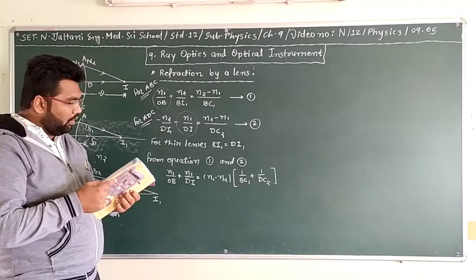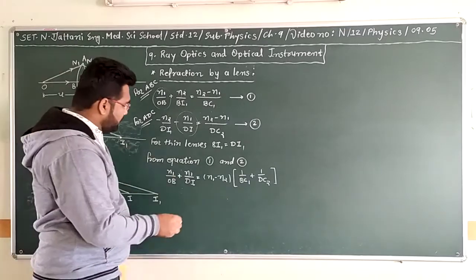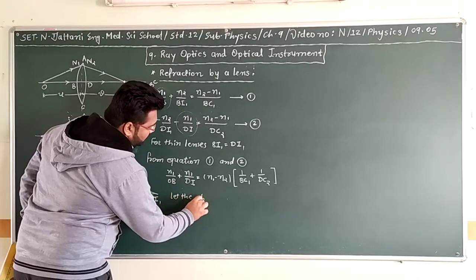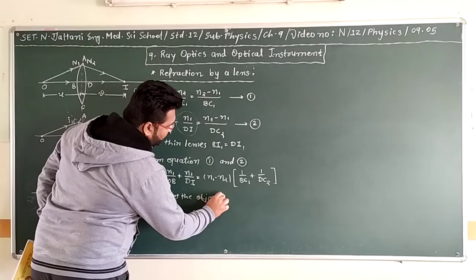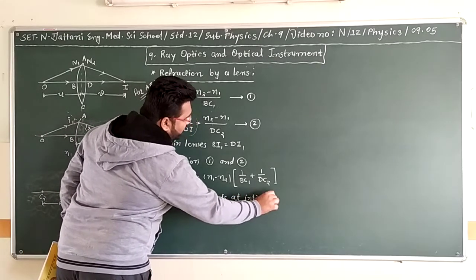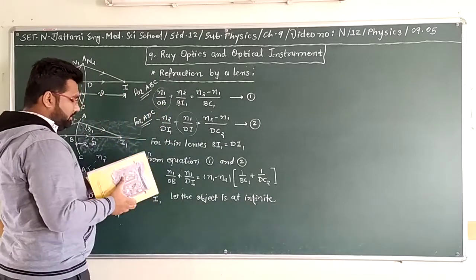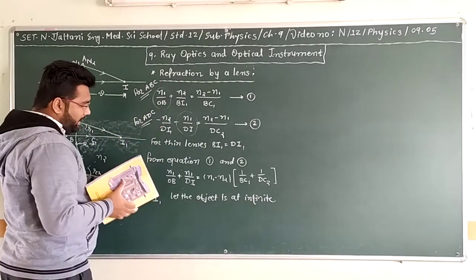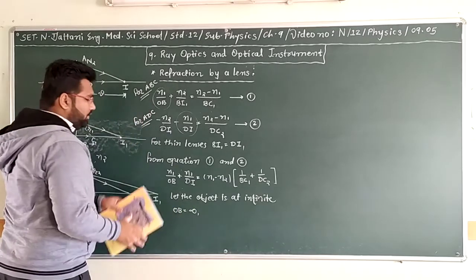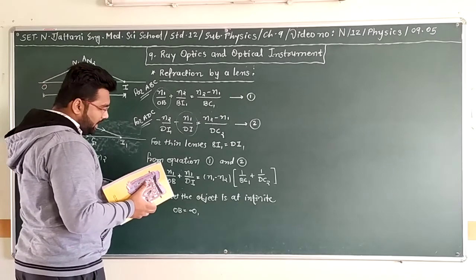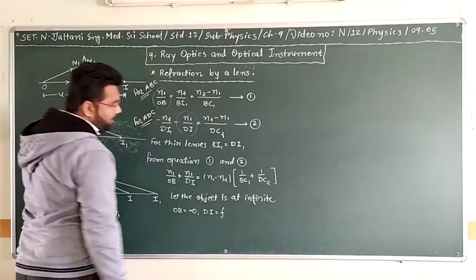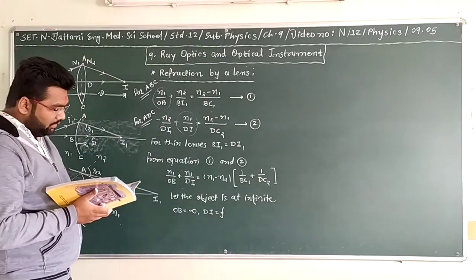Now suppose the object is at infinite distance. So the object distance OB will be infinite, and we can get di is equal to f. So di is equal to f, where f is the focal length of the lens.